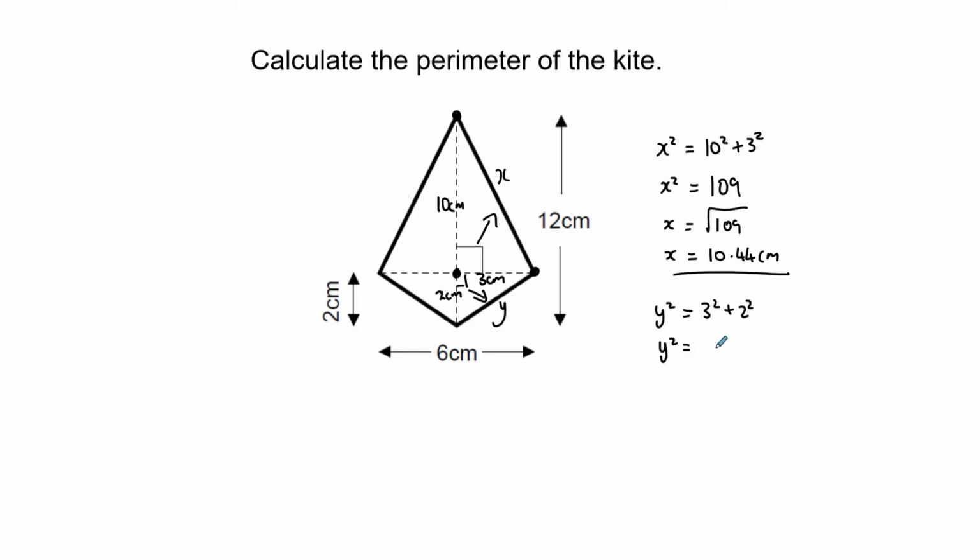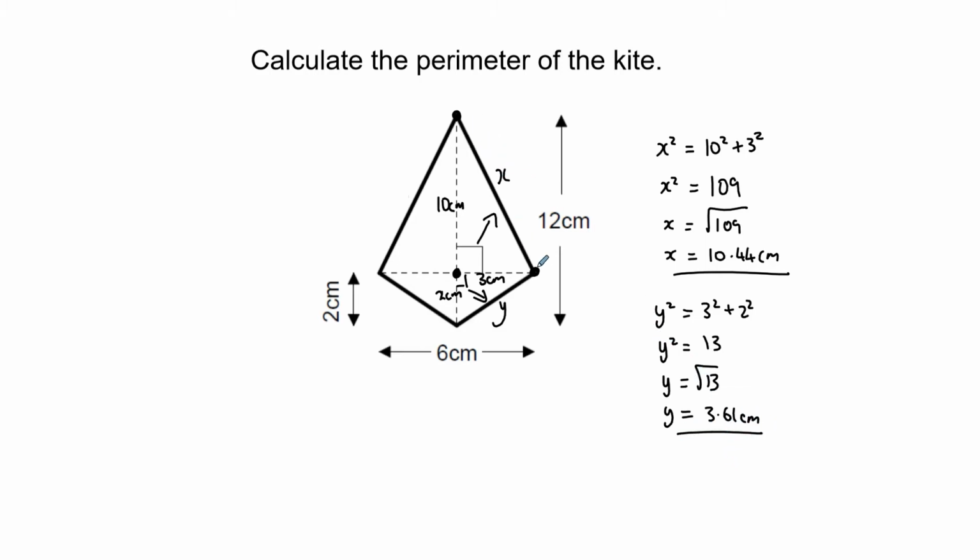That's going to be 9 add 4, which is 13. Square root the 13, and that's going to give us our answer. So square root of 13 is going to be 3.61 centimeters. Okay, now what we were asked for is the perimeter.